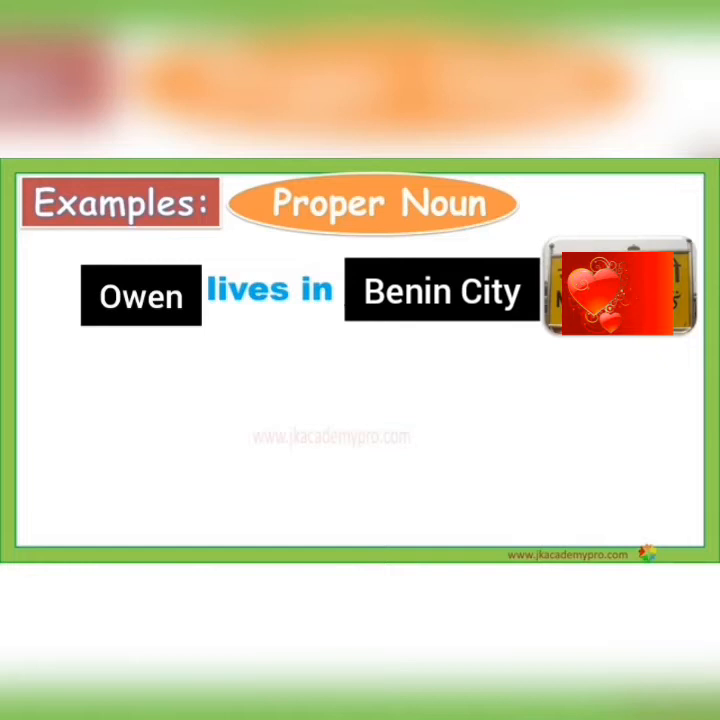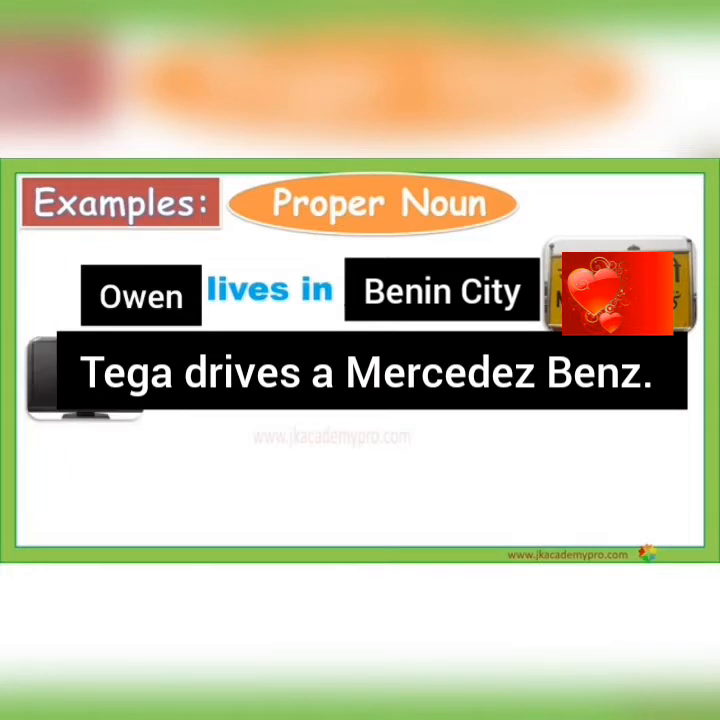Owen lives in Benin City. Now look at Owen, it's a proper noun. Benin City as well is a proper noun. So even when Benin City came towards the end of the sentence, you notice it started with capital B and capital C. So this is how proper nouns function.